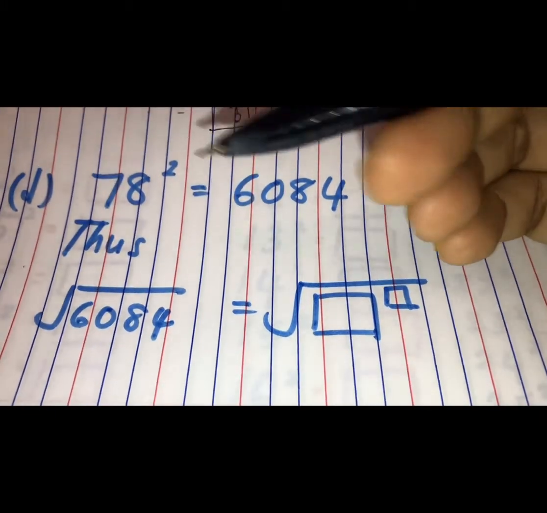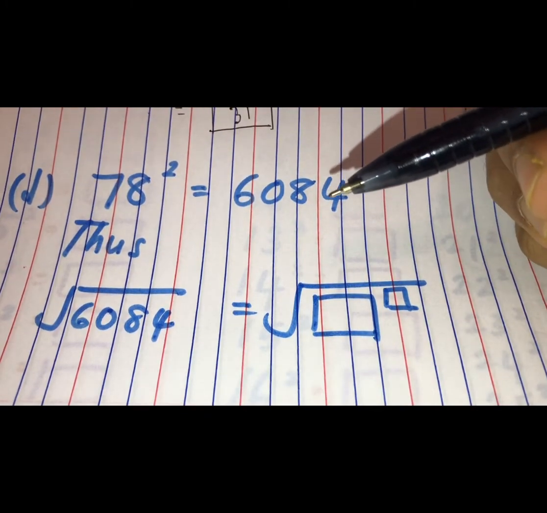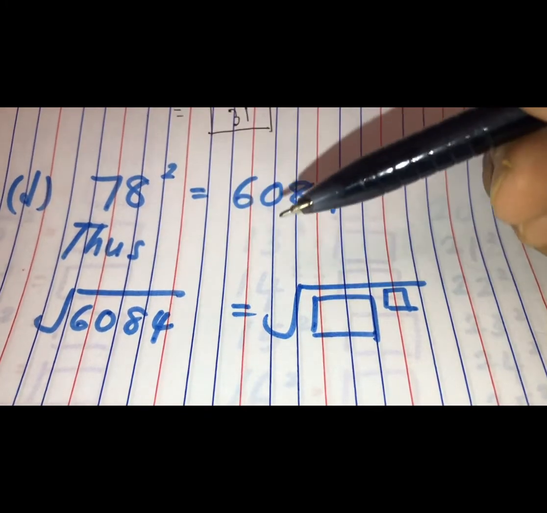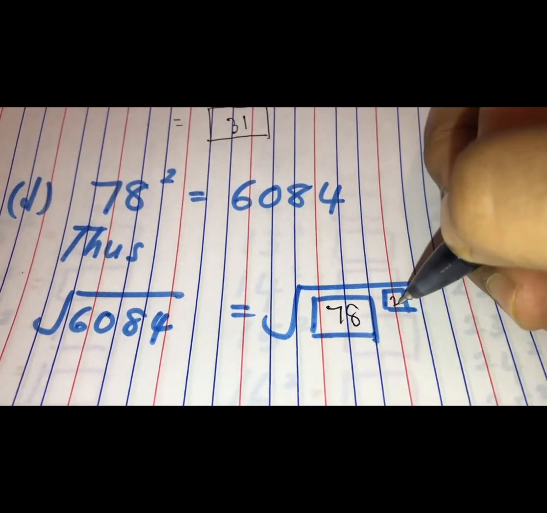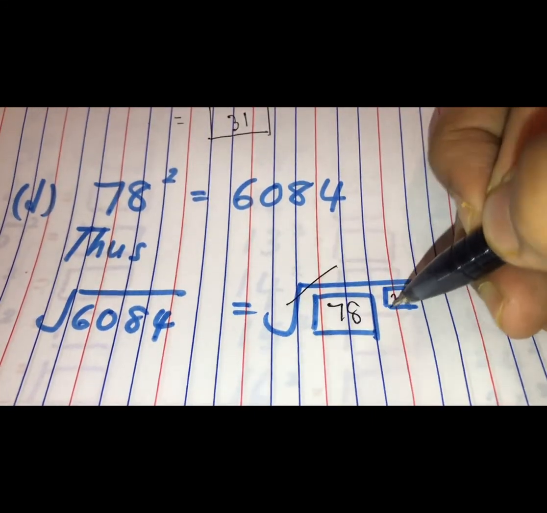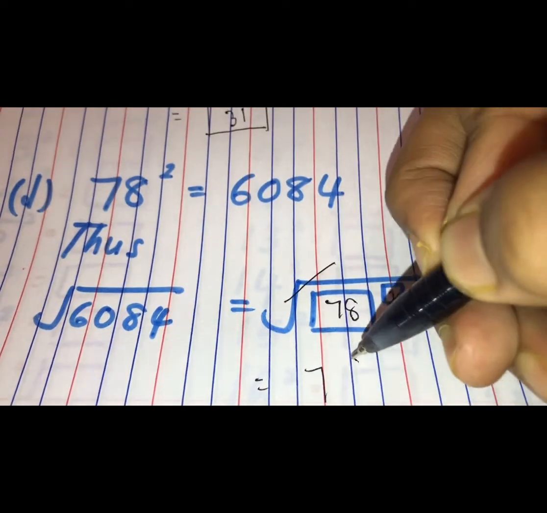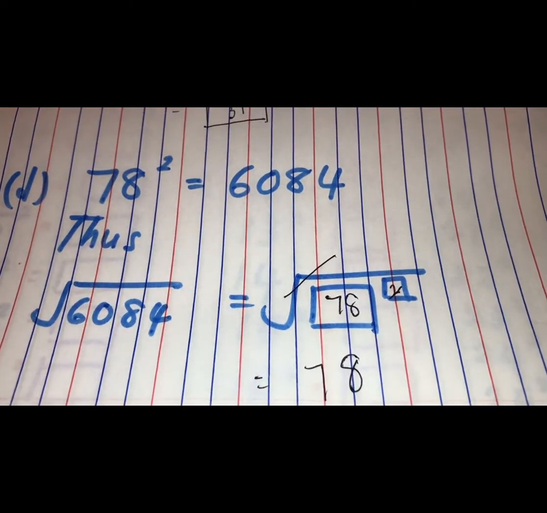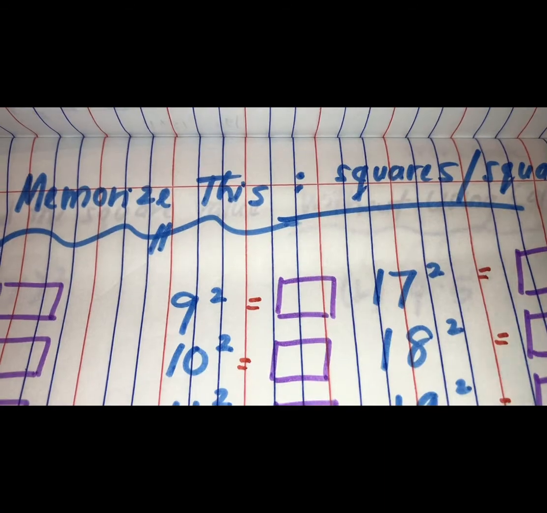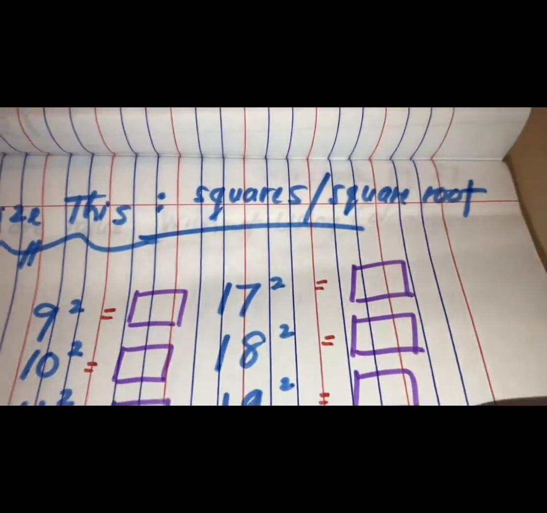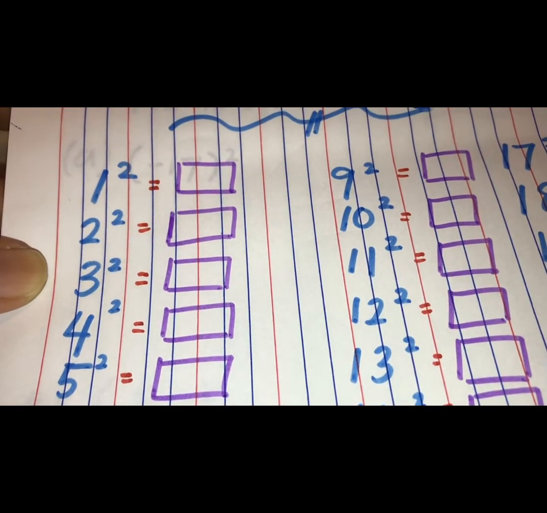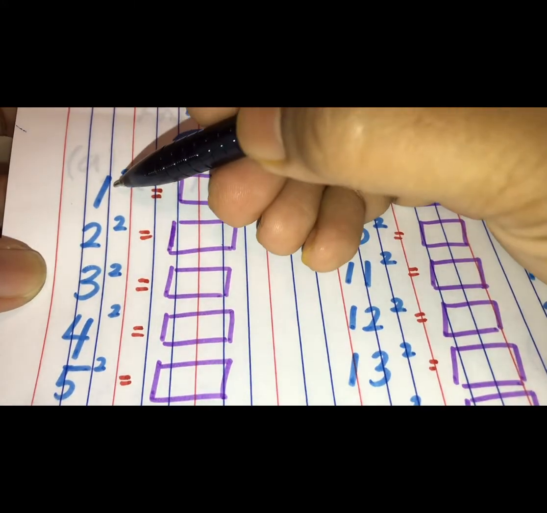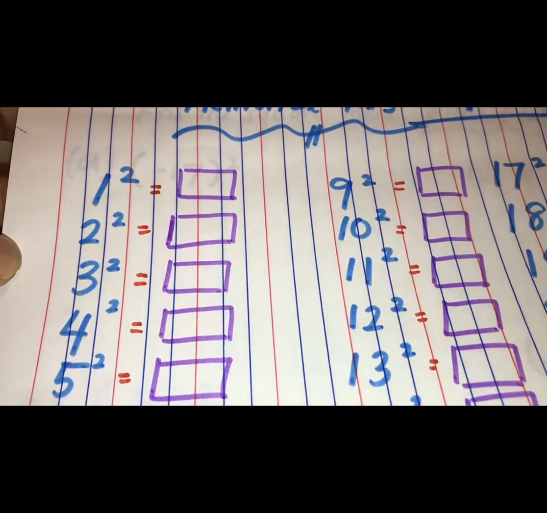Question D, 78 square equals 6084. When you square root 6084, you will get 78. So square root and square will give 78 only. Okay, then finish. Make sure you memorize the squares. After you memorize the squares, automatically you know the square roots. This one we call perfect square.